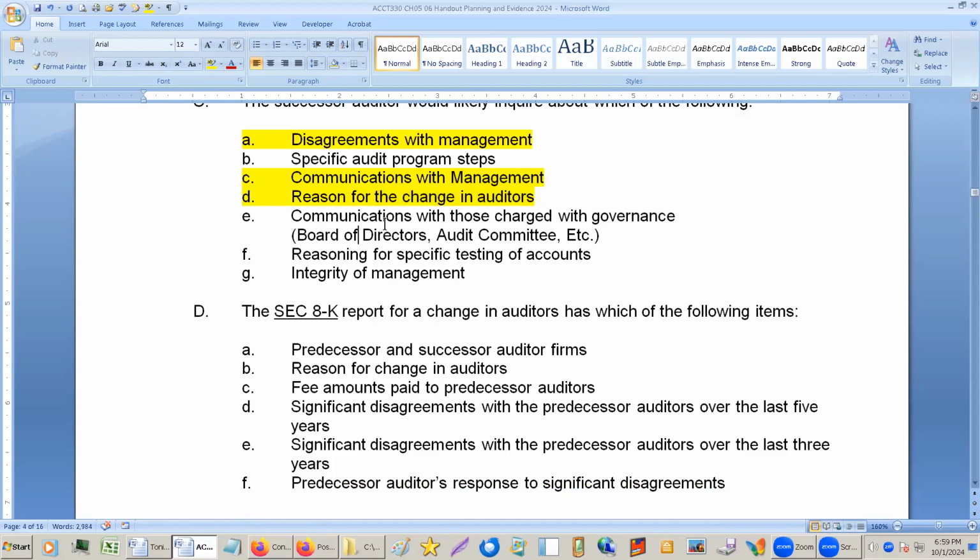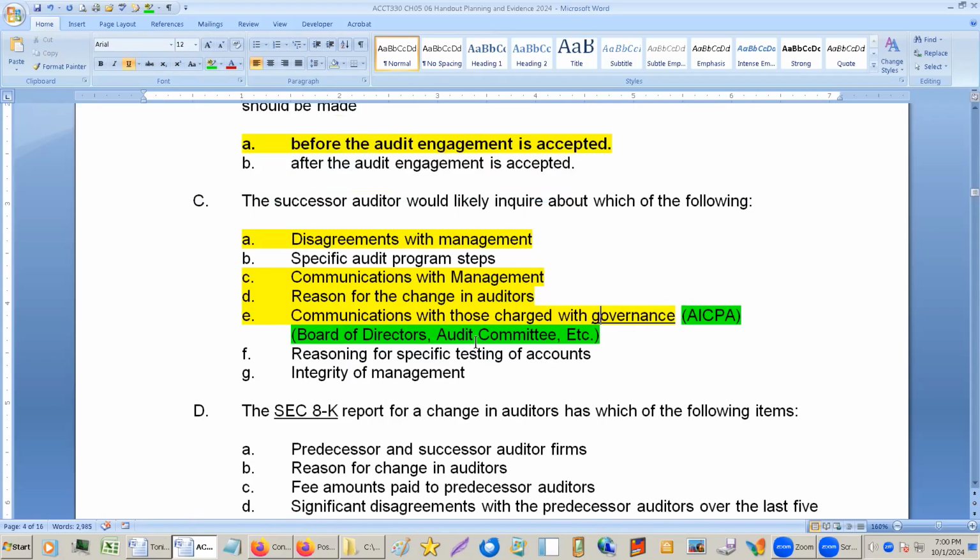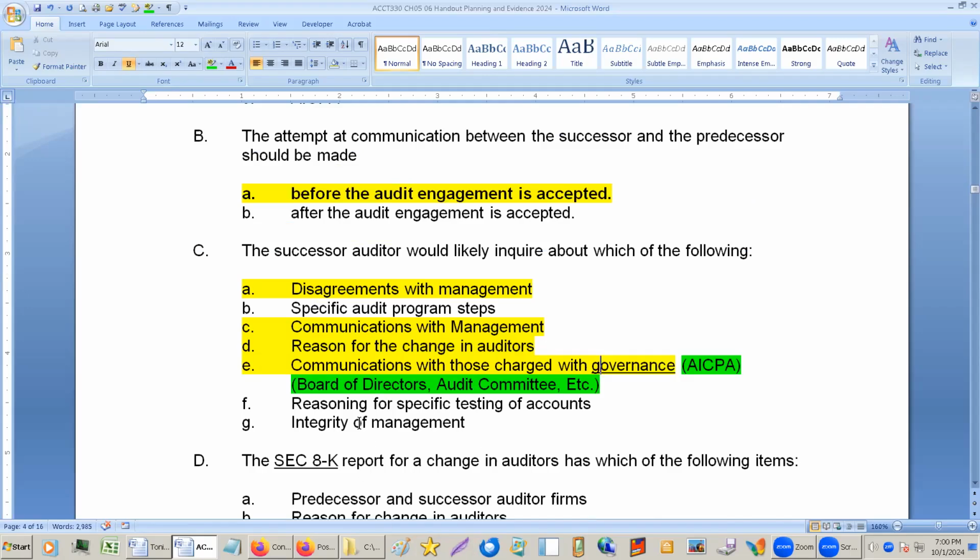Communication with those in charge of governance, board of directors, audit committee. Yeah, you want to ask what it's like working with the oversight. And by the way, those are generally called governance. You won't see those usually called board of directors, audit committee. So when you're taking a CPA exam, if they say governance, this is what they're talking about. Governance is these people who are in an oversight role. Reasoning for specific testing of accounts, no. Integrity of management, this is a big yes. We're going to bold it. That's how big it is. And this one is probably the most important. Well, it is the most important on here.